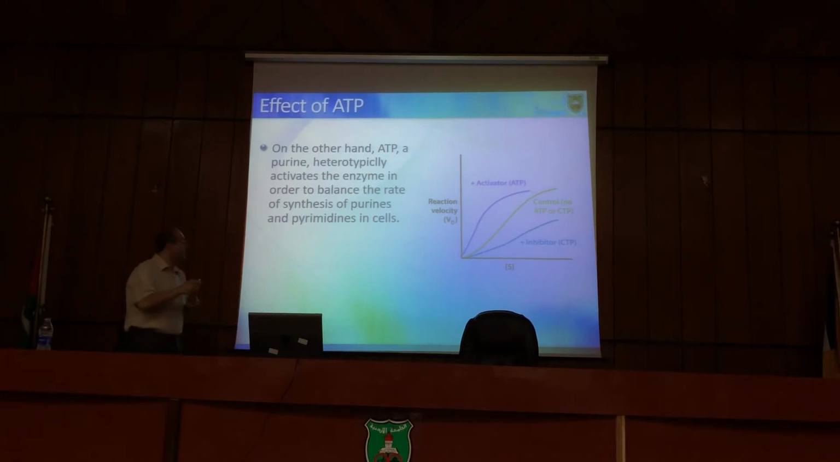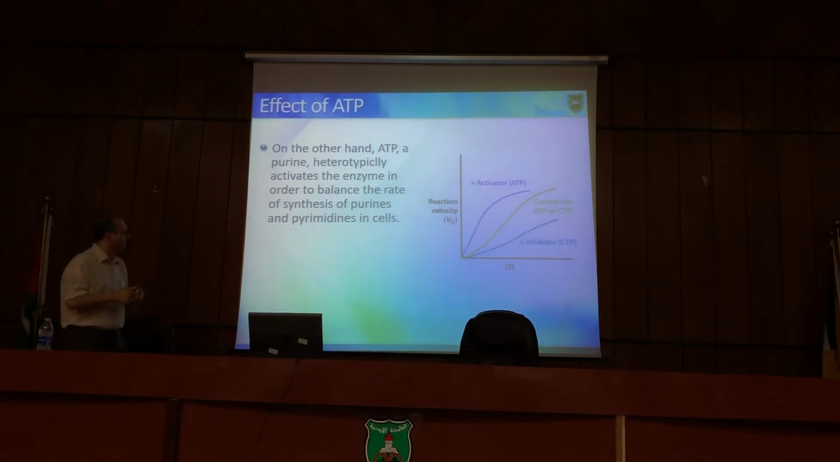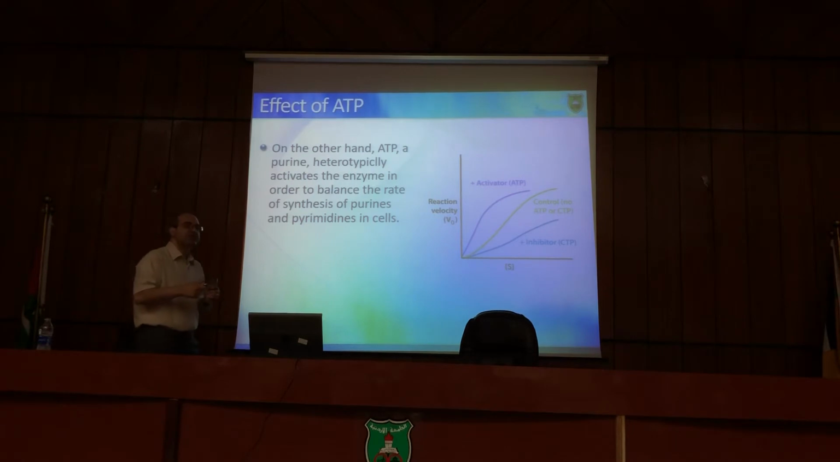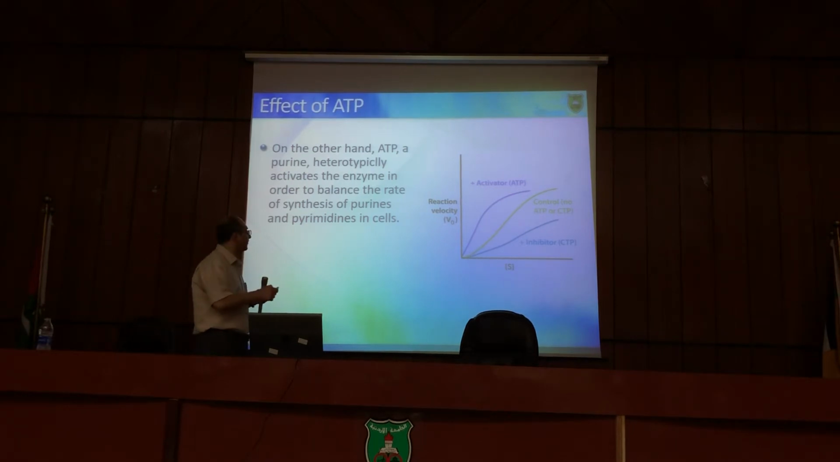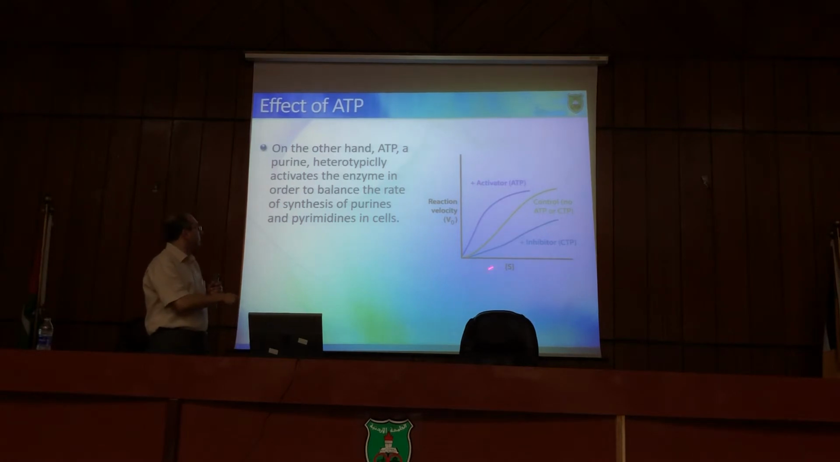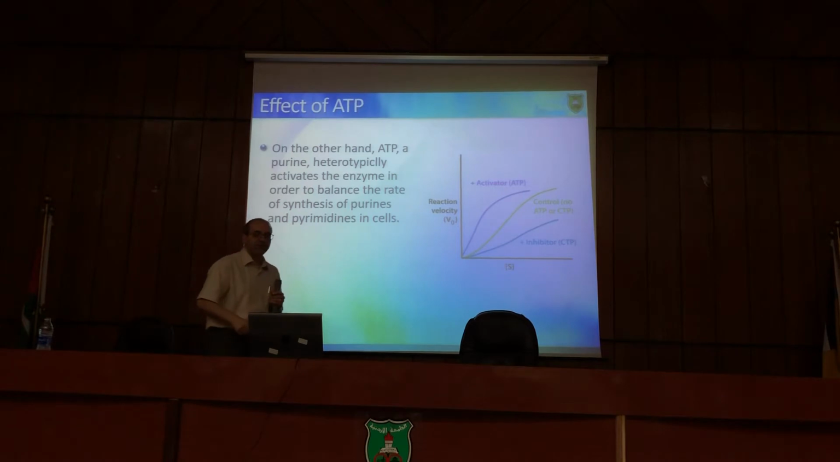Now, notice that CTP is an inhibitor that changes the activity of the enzyme. So you have the inhibitor, CTP, and you have the activator, ATP.